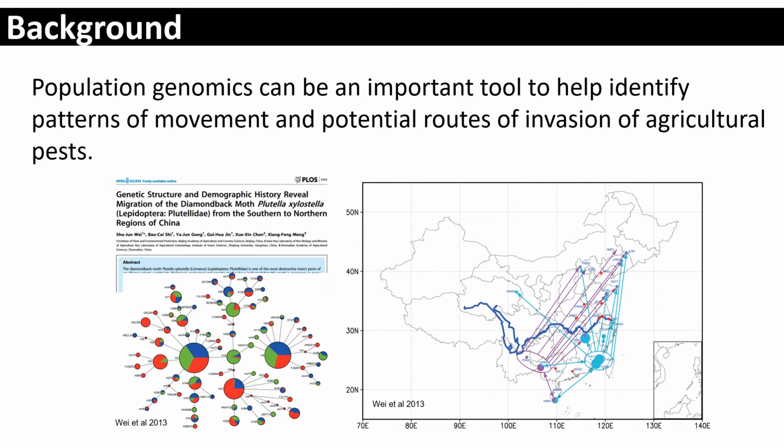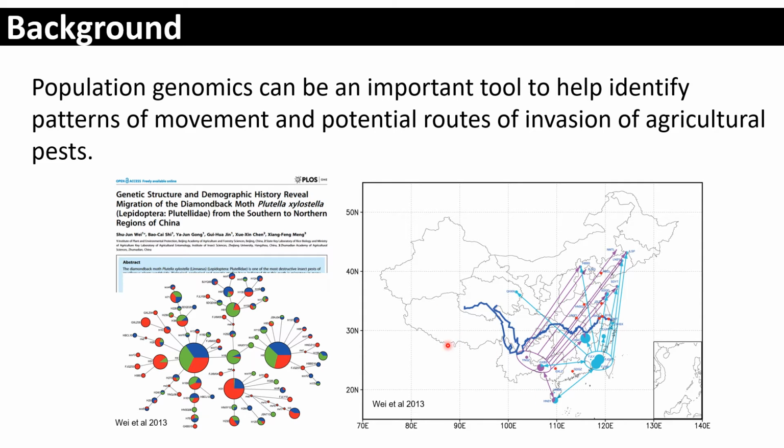So, is there any solution for this? Maybe what we are proposing today could be one solution. We can use population genetics as a tool to identify potential corridors of movement and population interconnections that can help to develop strategies to prevent the further invasion or movement of these pests.